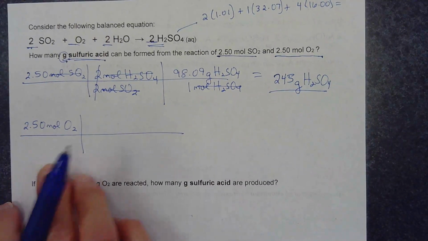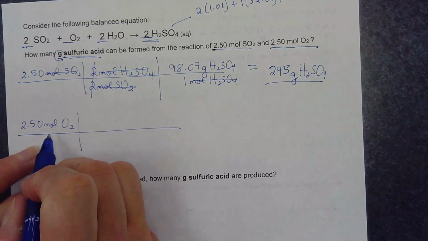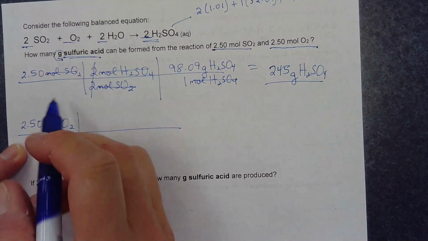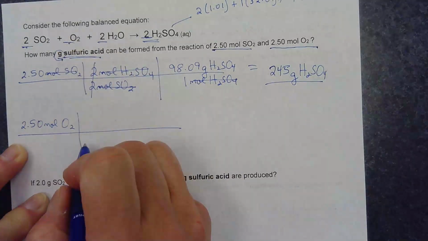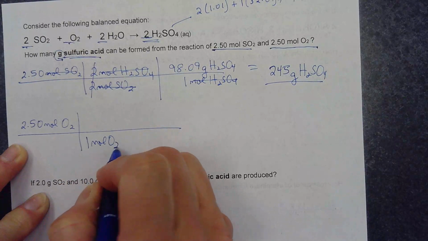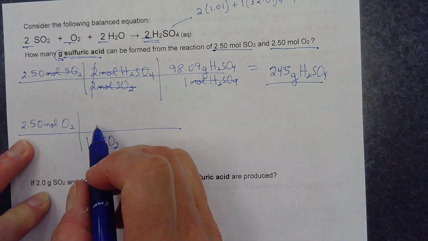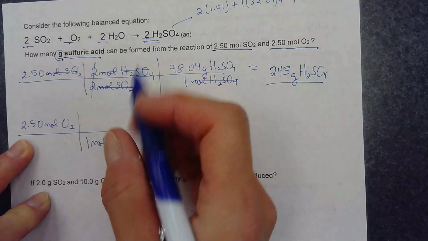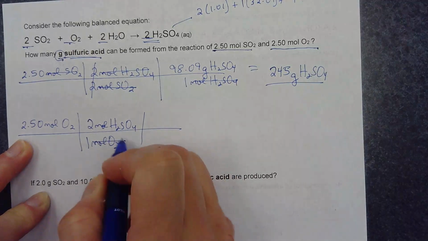All right, the second problem. What are we ready for? Mole to mole ratio. So I go to my balanced equation. How many moles of O2? 1. So 1 mole of O2 on the bottom. What comes on top? What are we trying to find? Sulfuric acid. So what is that? 2 moles of H2SO4. So moles of O2 cancel.